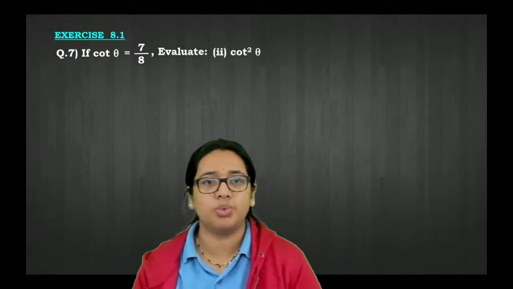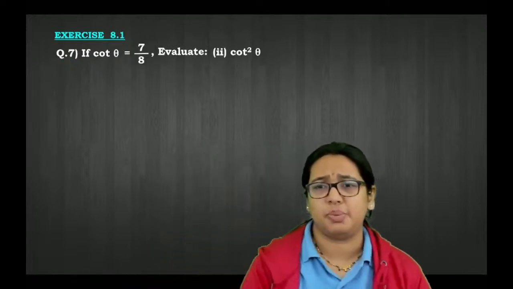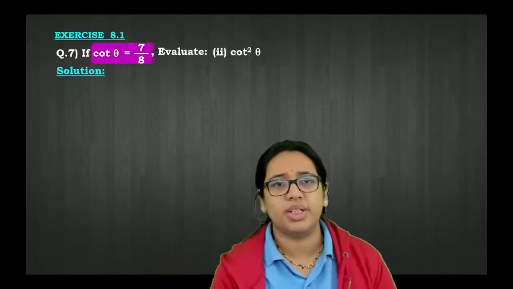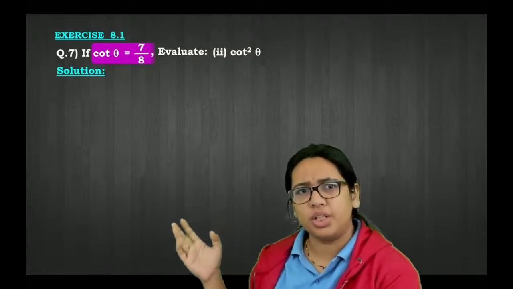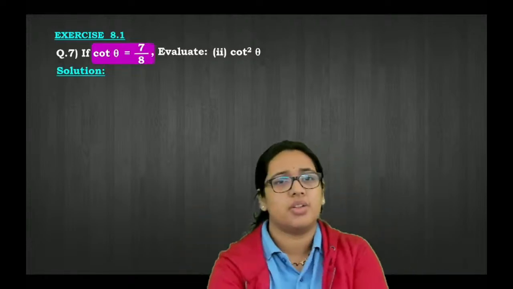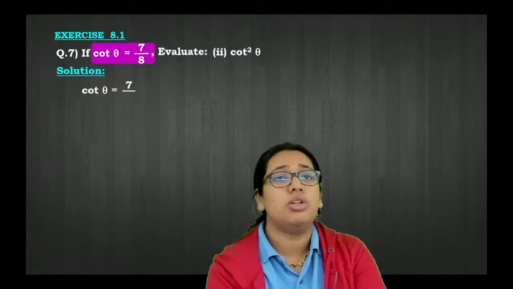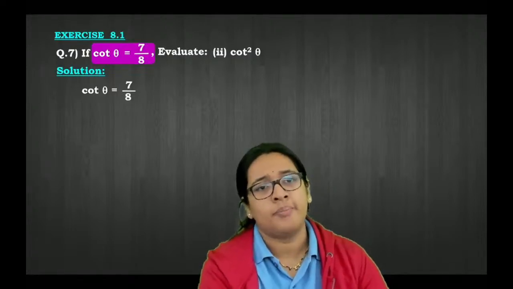Okay. Should we move on to the next one? Same type का है, देखो. I think you can do it easily. Cot theta आपको given था. If cot theta is 7 upon 8, then find the value of cot square theta.